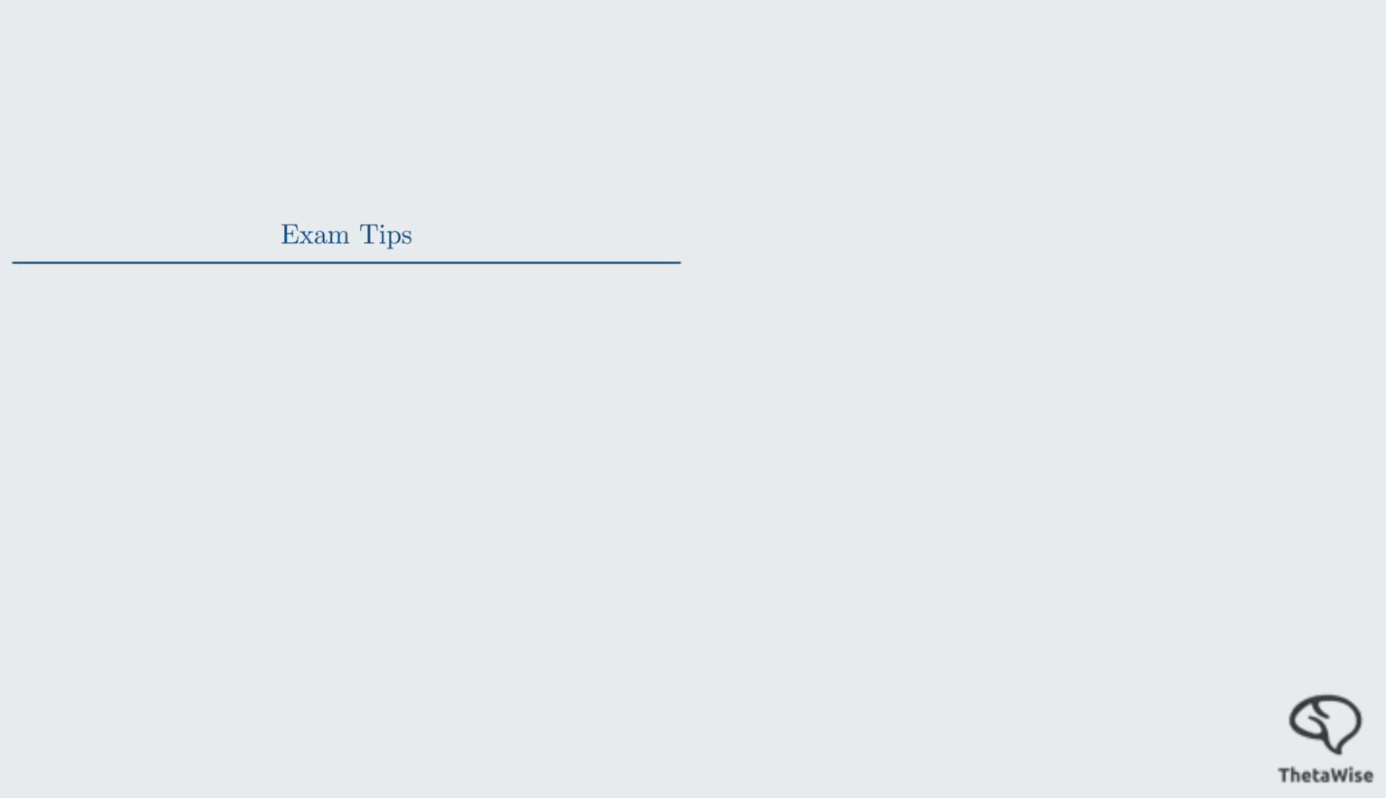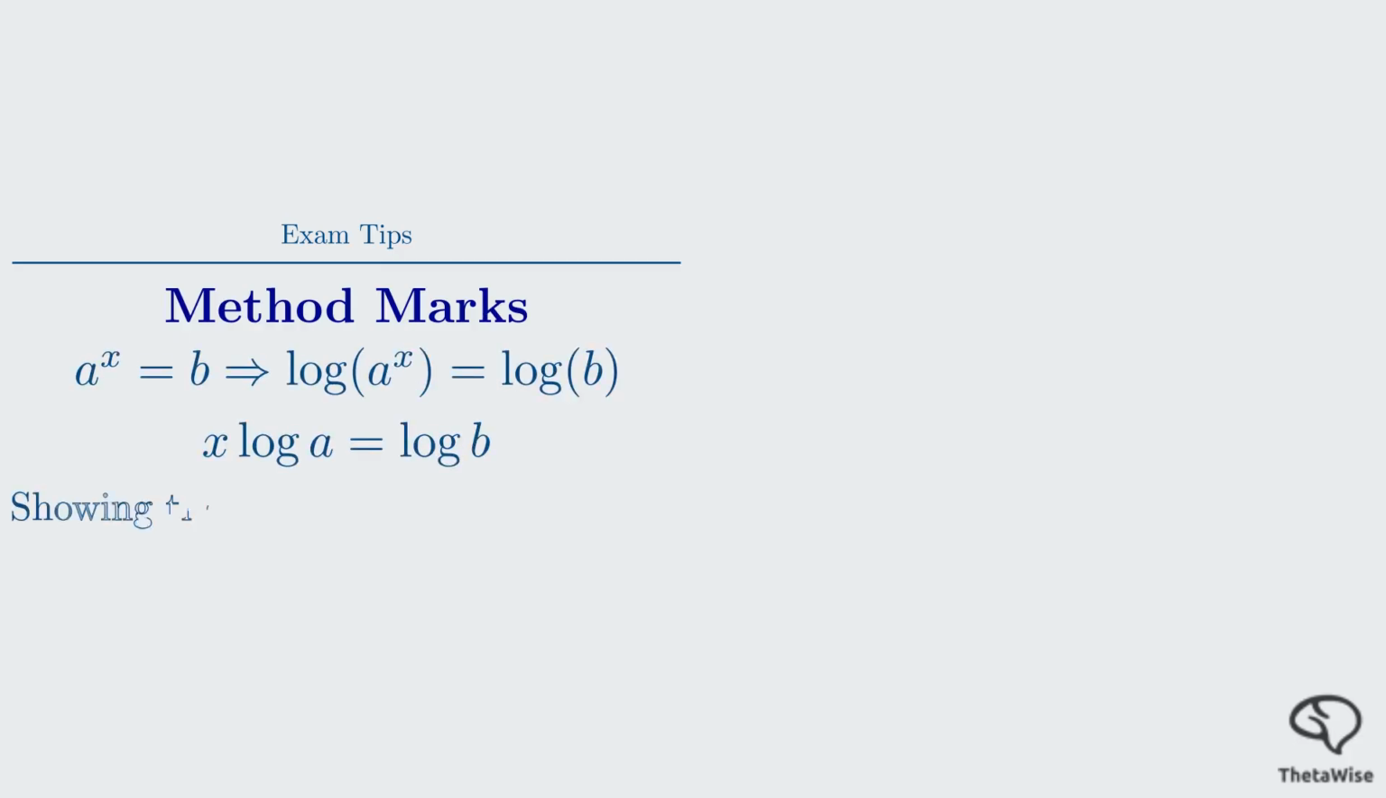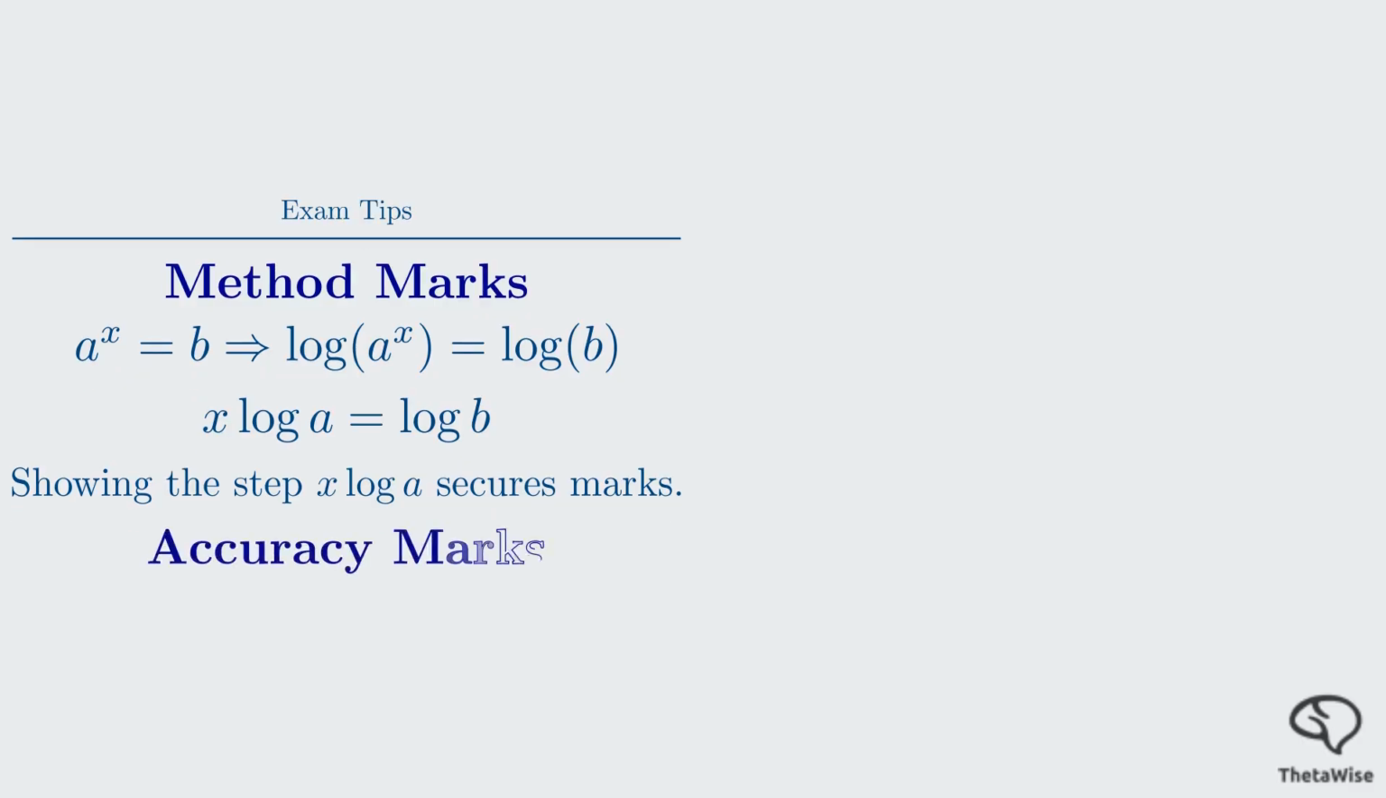To achieve top marks in Pure Mathematics 1, you must understand how examiners award marks for logarithms. Method marks are awarded for taking logs of both sides and correctly applying the power law. Even if you make a calculation error later, showing the step where you bring the exponent down will often secure your first 2 marks.